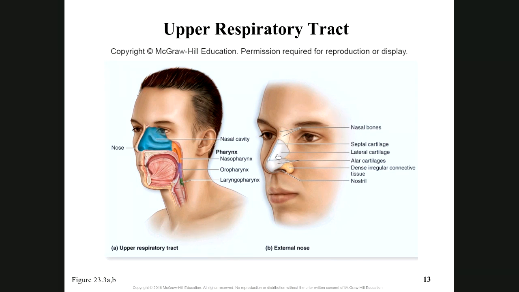And on the surface of these bones and cartilage, we have skin, and beneath the skin, we have dense irregular connective tissue. You can see the bridge of the nose, which is made by the paired nasal bones here, and the cartilages which we have on both sides. The openings of our nose are called nostrils or external nares, and they are made up of dense irregular connective tissue, and you can see this opening here.